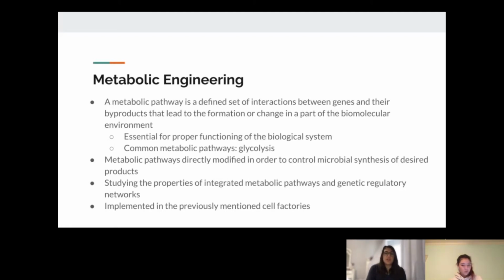So metabolic engineering is directly modifying metabolic pathways in order to control microbial synthesis of desired products. It's important to study the properties of integrated metabolic pathways and their genetic regulatory networks in order to be able to optimize their cellular processes. The optimization of cellular processes through metabolic engineering is extremely important in biotech.